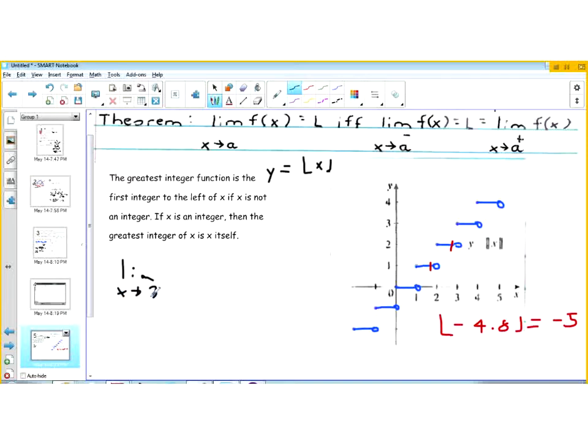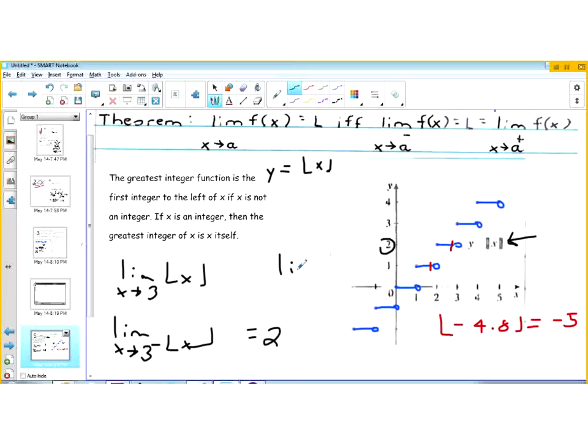The limit as x approaches 3 of the greatest integer function. Let's look at the graph. As we approach 3 from the left, what is the output? The output is 2. So we can write that down: the limit as x approaches 3 from the left of the greatest integer function is equal to 2.